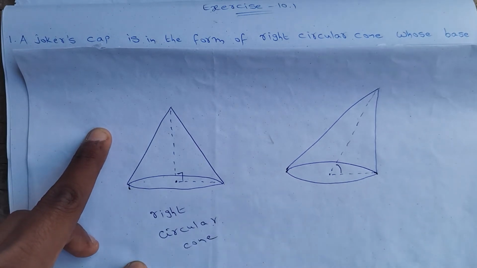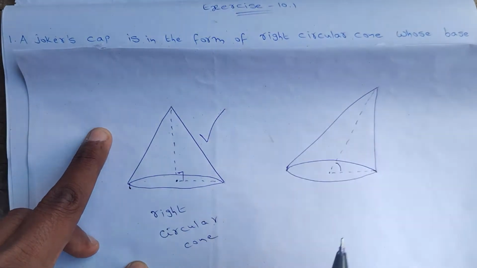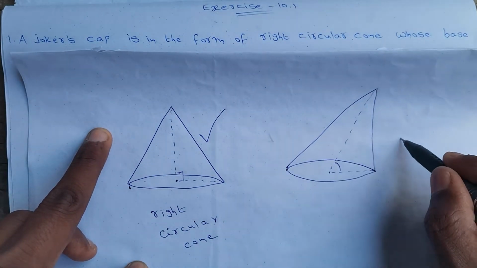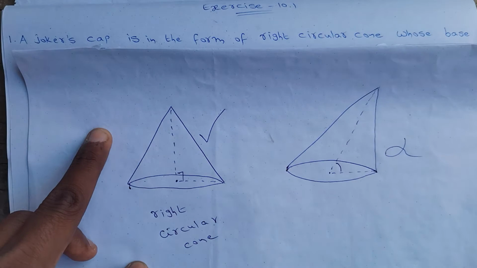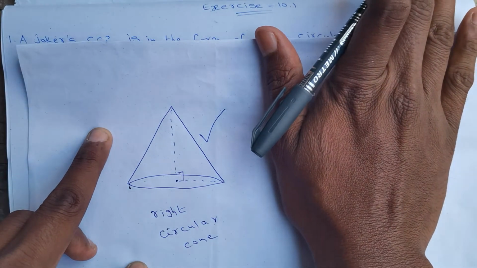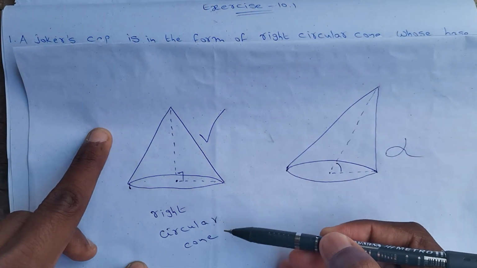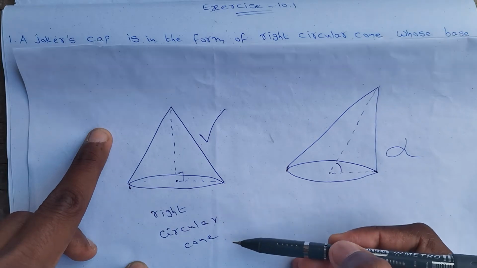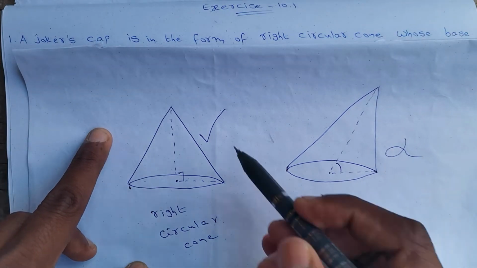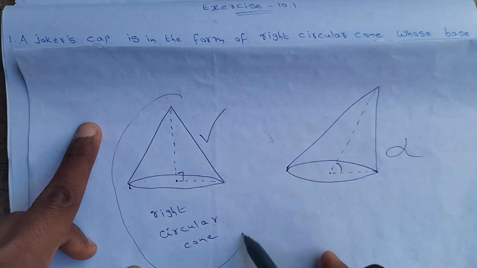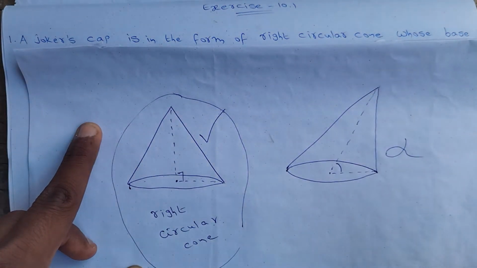And in our total chapter we are going to discuss this cone only. We are not at all going to discuss anything about the other one. So completely forget that figure. If they give simply circular cone, or only cone, or right circular cone, this is the only figure for this total chapter.